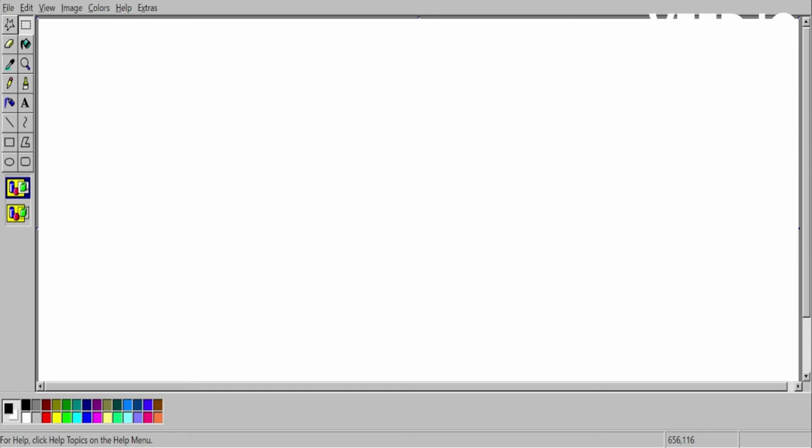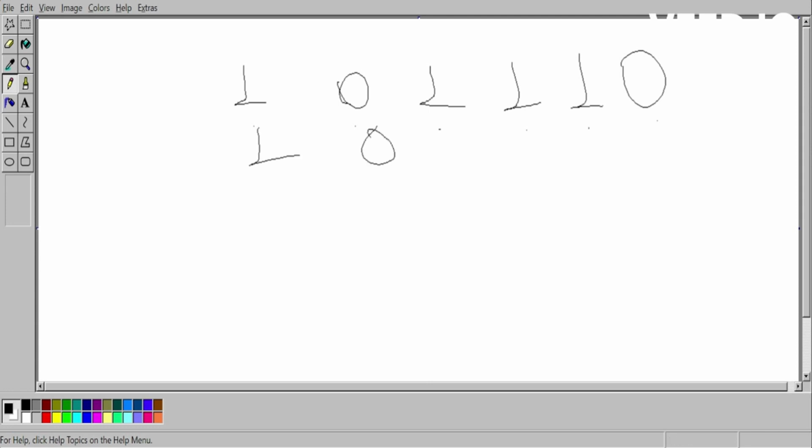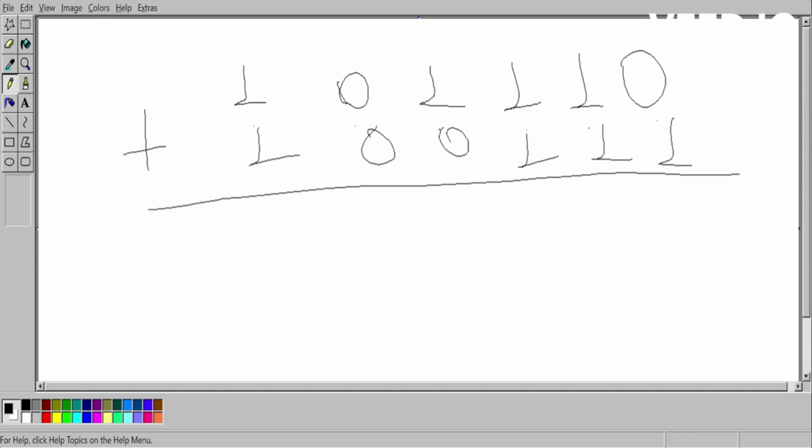Let me add one more example on rough paper. Let me use a pen. 1 0 1 1 1 0. 1 2 3 4 5 6, 6 bits. Plus 1 0 0 1 1 1. What will be the value of the two numbers?